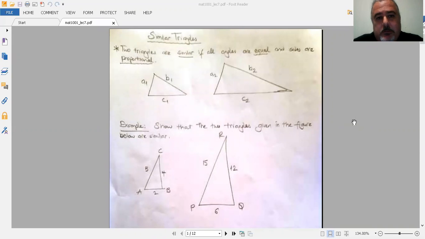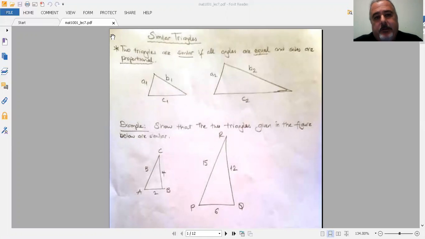This is our seventh lecture of MAT1001. Today, I will explain similar triangles, a little bit more information about triangles, and then I will start trigonometry.